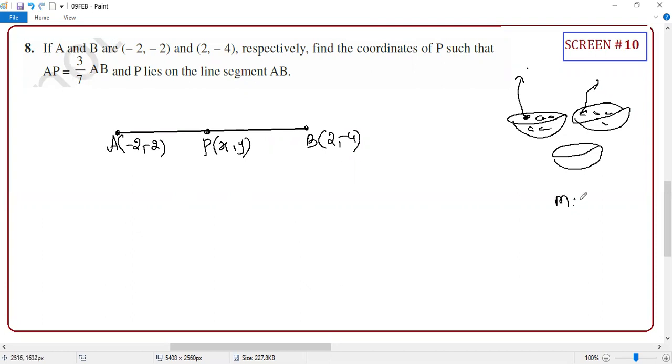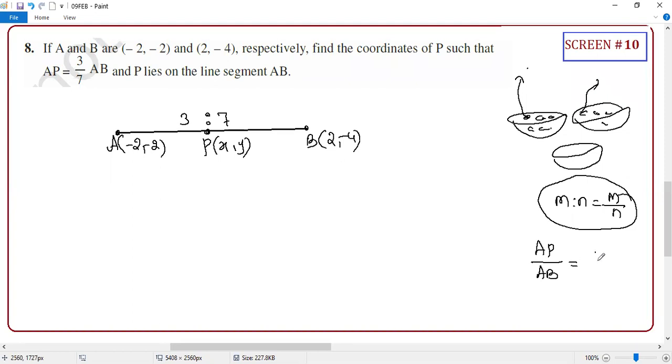We know that m is to n means m/n. Can I write 3:7? Is it correct or not, guys? Wrong. Here AP is equal to 3 and AB is 7. So you have to be very careful, student. Just adjust this question, you don't need to worry. I'll tell you how to deal with that.